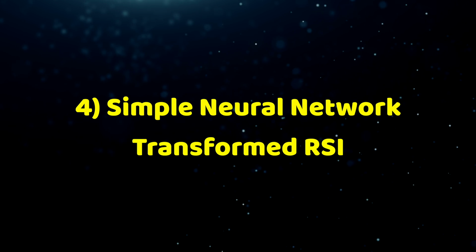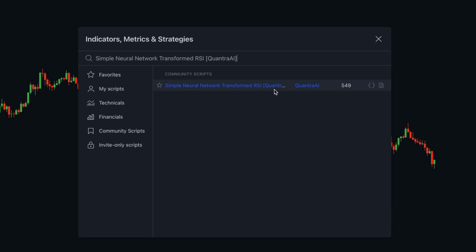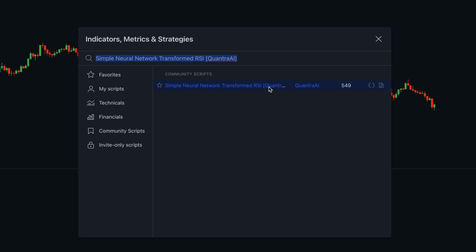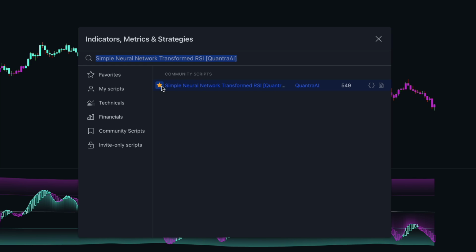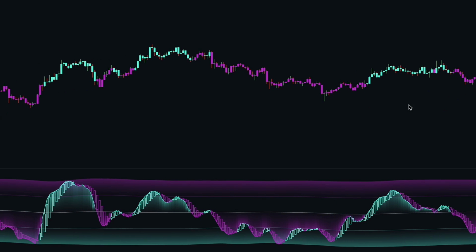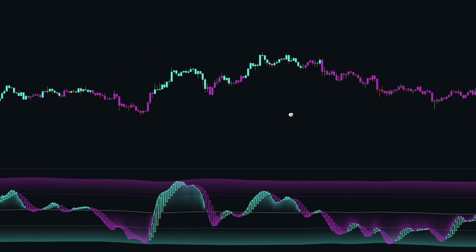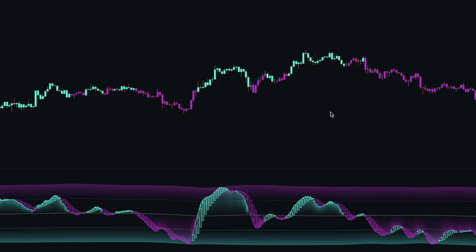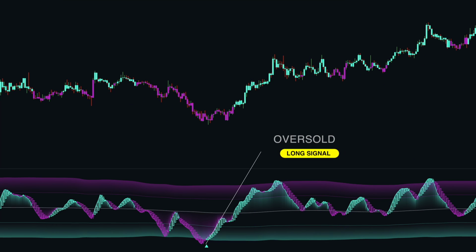I'm sure you're excited to see the next indicator on my list. Well, here it is. Introducing the Simple Neural Network Transformed RSI by Quantra AI. The Simple NNT RSI stands out as a powerful tool for traders who specialize in lower timeframe trading. It is an innovative modification of the traditional RSI readings with simple neural network smoothing techniques. This unique combination results in fairly accurate signals, tailored to swift market movements.